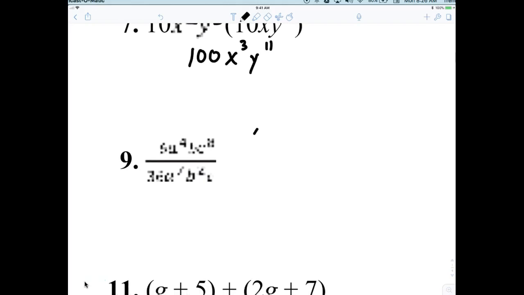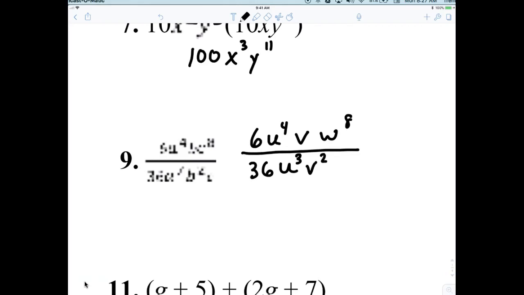That's going to be, let me do it. 6u to the 4th. I have no idea what that is, so I'm just going to make a problem up. V, w to the 8th. Just write that down. It doesn't matter what it is. Over 36u cubed v squared w to the 8th. I just want it like that. So again, sorry about that. I don't care what the problem is. For whatever reason, it didn't print right.